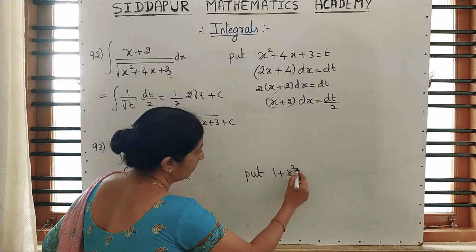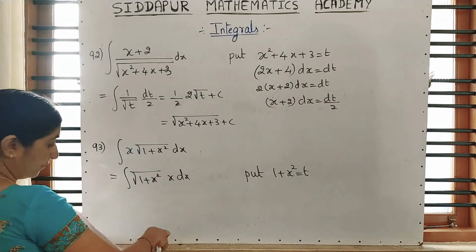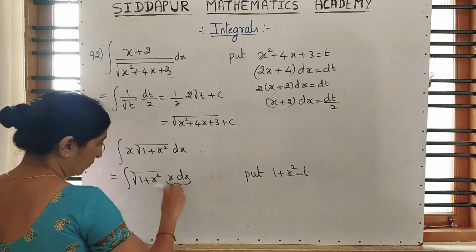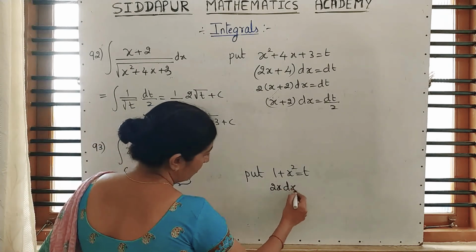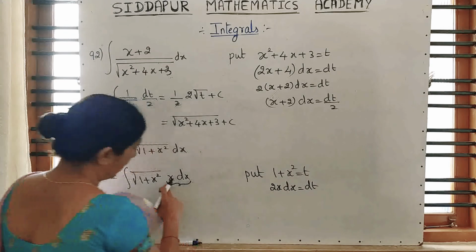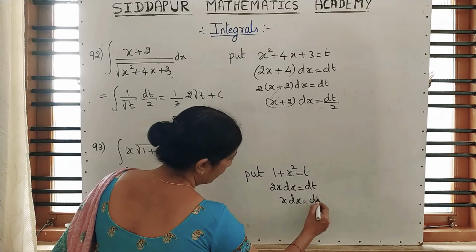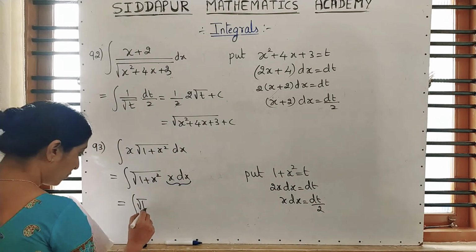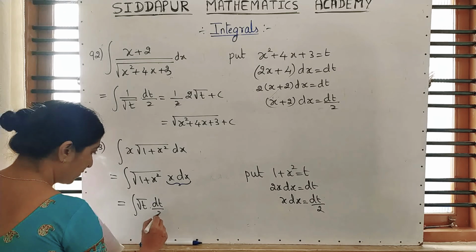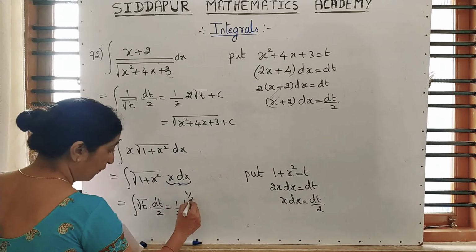1 plus x square is equal to t. Here we require this value. Differentiate this. 2x into dx is dt. I marked here. We required only x into dx, dt by 2. Root t into dt by 2. 1 by 2 constant. Root t means t raised to half.